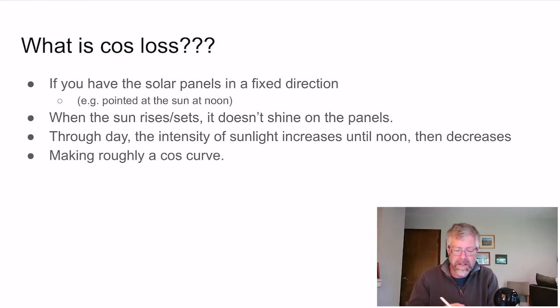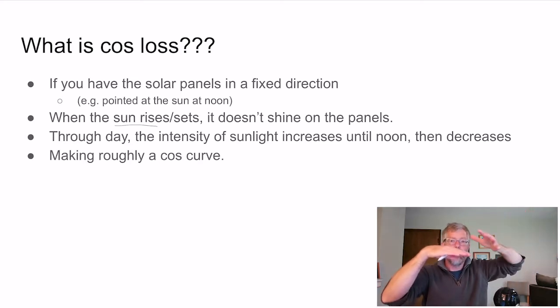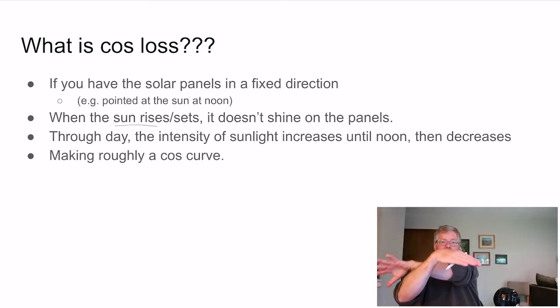So let's talk about this thing called cosine loss. Most solar panels are in a fixed direction, so you point them at the sun at noon. When the sun rises, it doesn't shine directly on the panels because it's at an oblique angle. So you have the solar panels here and the sun is over here, so it's shining this way, not shining down on the panels. But during the day, the sun shines more and more on the panels until it gets to about noon. Then it shines less and less until it's at sunset, and then it's once again not shining on it.